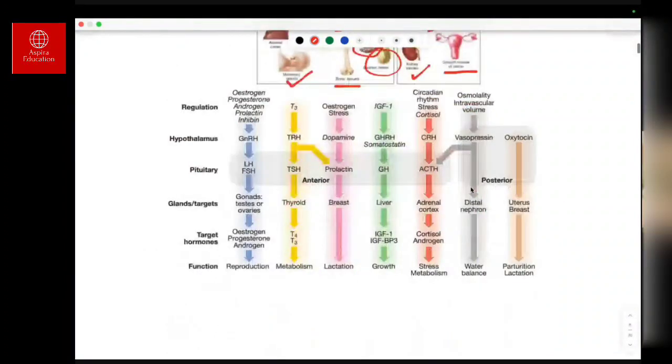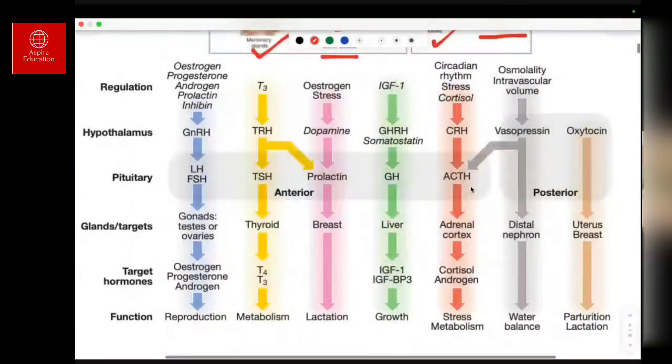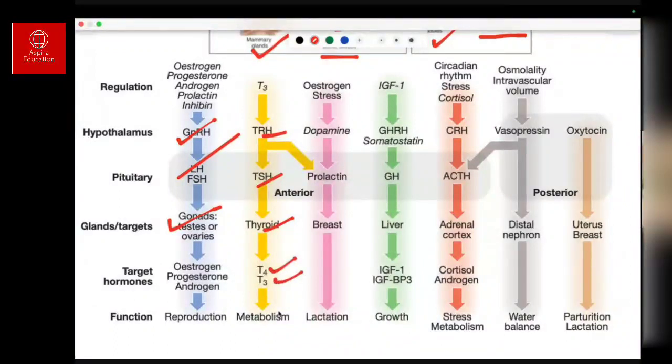Again, we'll have a diagram of all the hormonal axes of the glands involved. So the hypothalamus produces GnRH. The GnRH causes increased release of luteinizing hormone, which acts on the gonads, especially the testes and the ovary. Then the hypothalamus releases TRH, which causes the anterior pituitary to release TSH. The TSH acts on the thyroid gland and causes increased release of T4 and T3 and is involved in metabolism.